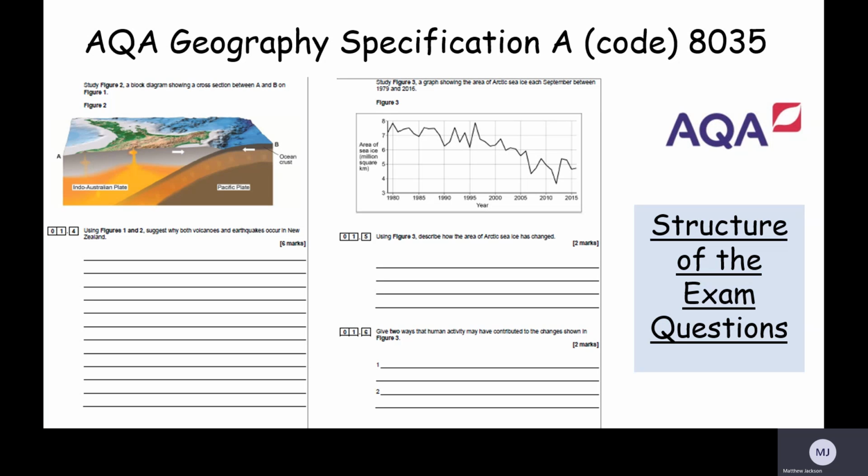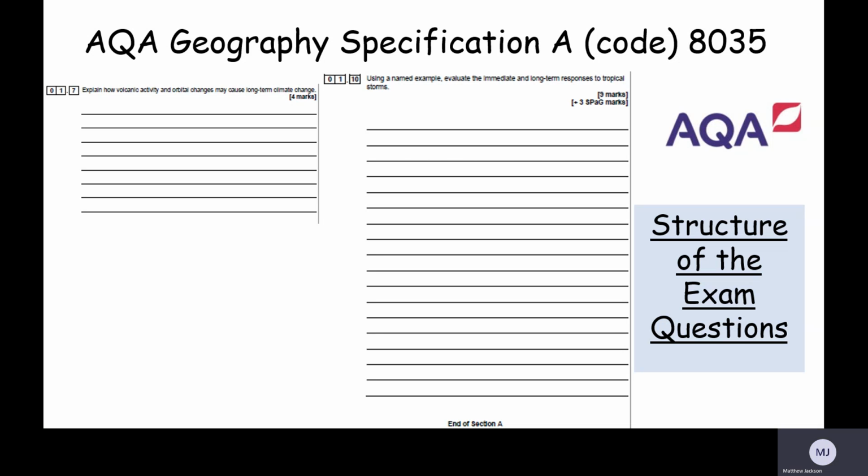So on the right-hand side, you can see the graph talking about Arctic sea ice. Describe how it has changed. So they're looking for use of figures. They're looking for the trend and the pattern. And then 1.6, give ways that may have contributed to it. So what have humans done that may have contributed to this Arctic change in sea ice?